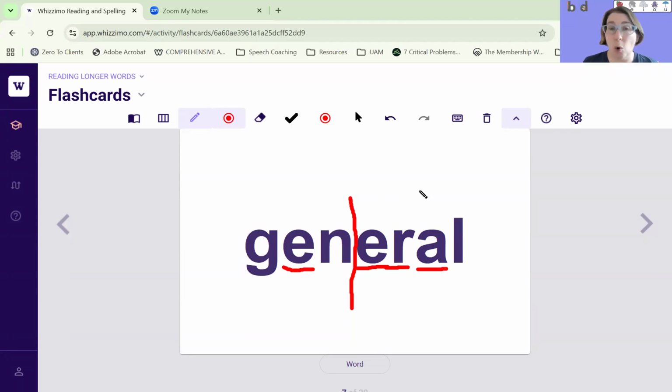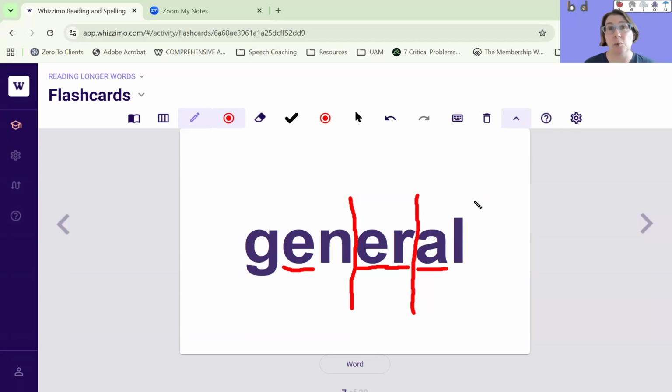Well, I already know that this R has to stay with the E because that's an R-controlled syllable. So that makes this one super easy. All I have to do is divide after that R. Boom. So there we have 1, 2, 3 syllables. Okay, so now I'm not reading a 3-syllable word anymore. I am reading 3 single syllables.